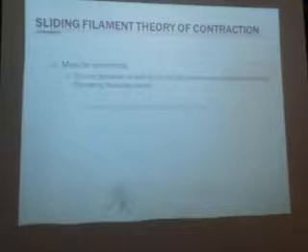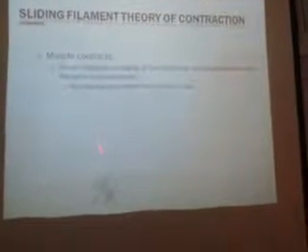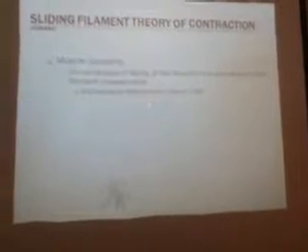towards the center. And this leads to shortening of the distance from the Z disc to Z disc. Two Z discs are there, and when sliding occurs, the distance from Z disc to Z disc shortens. This is the first change.